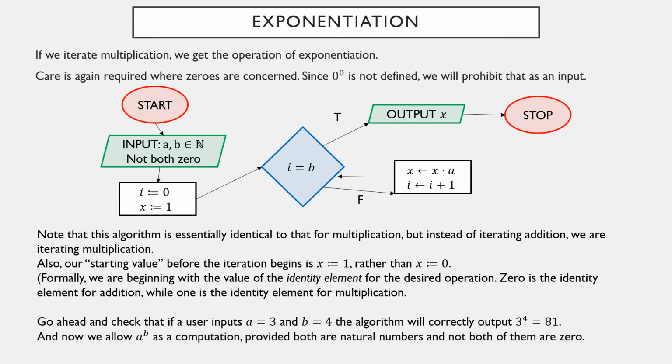Well, hopefully you paused for a moment to check that. As we've done before, now that this algorithm is seen to work, we're going to allow it as a single computation. As long as they're both natural numbers and they're not both 0, just go ahead and compute exponentials as a single step.